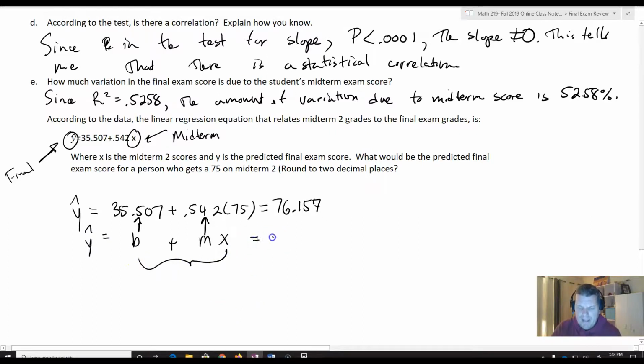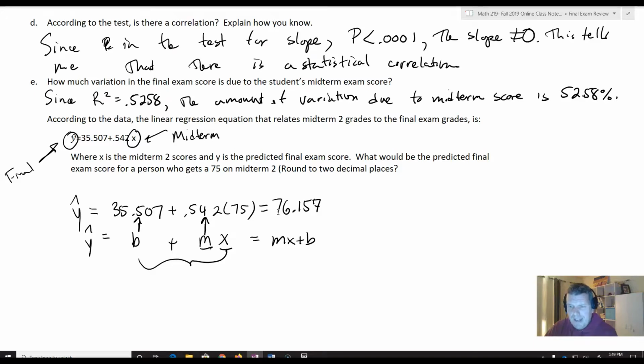Normally in algebra you write it as mx plus b. In statistics, we put the intercept first, right? And then we add the slope times our independent variable. So this regression equation is what we use for prediction. It's telling me that if an individual got a 75 on midterm 2, then I expect that they're going to get 76.157 on their final exam.